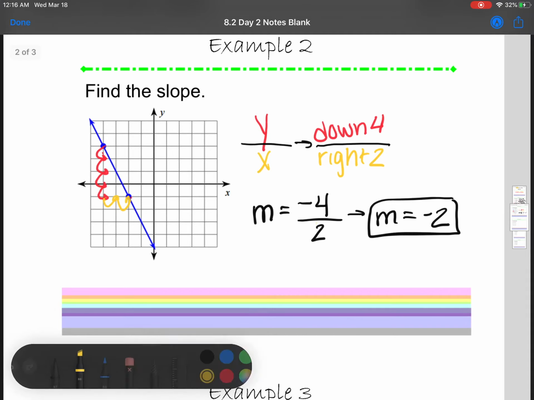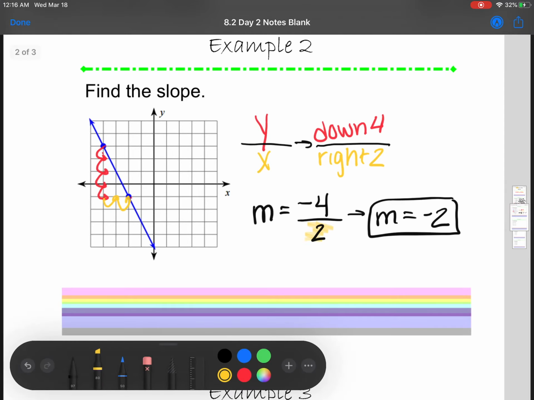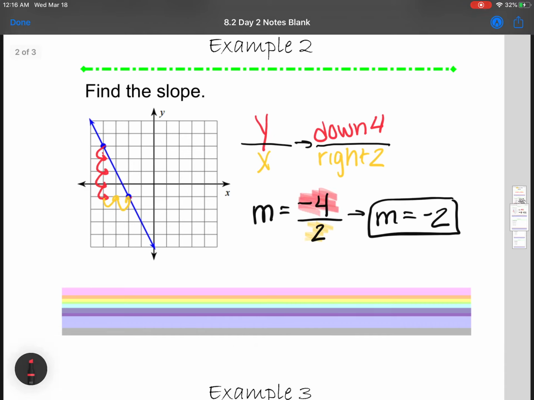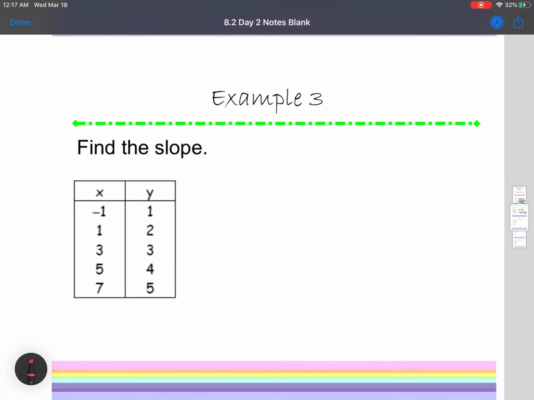Okay. And I'm just going to highlight the parts, so hopefully it makes sense to you guys. All right. So those are 2 examples on the graph. Hopefully it's not too terribly confusing. Next, we're going to do it off of some charts.